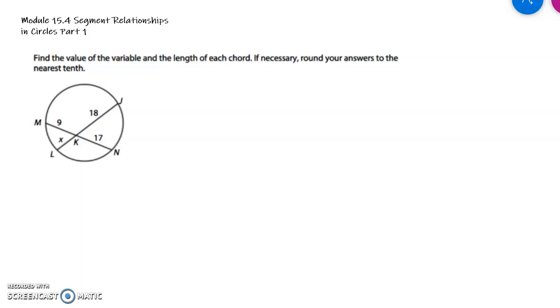So in this problem, we have to find the value of the variable and the length of each chord. If necessary, round your answers to the nearest tenth. These are two chords that intersect inside the circle.